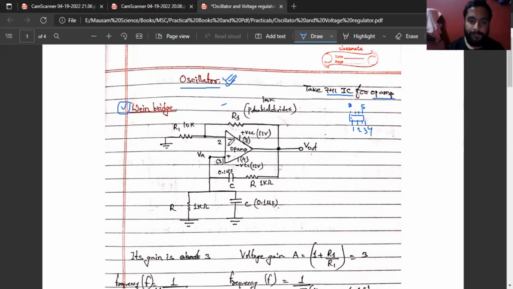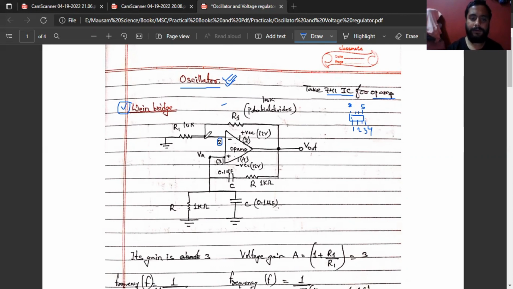So what we will do is connect this 10 kilo ohm resistance, one terminal to ground and the other terminal to the negative point, that is pin number 2 of this 741. This pin 2 will be connected with this.